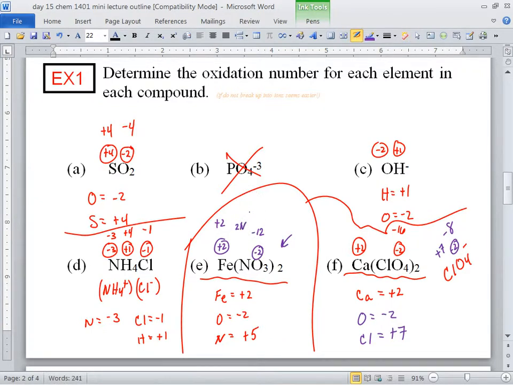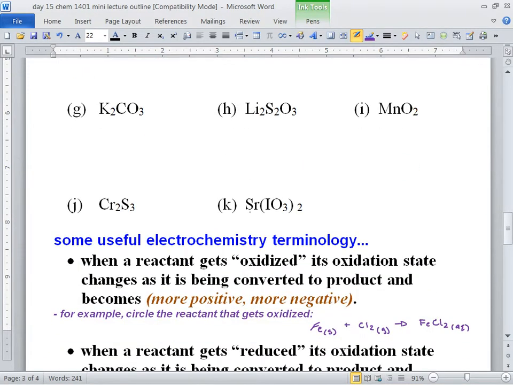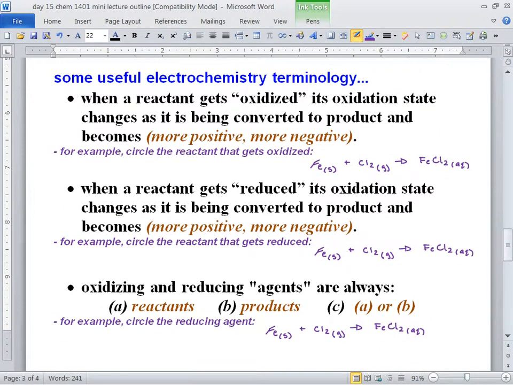Okay, all right, so we'll come back. We'll do some more of these at the end of the hour. Let's wrap up our terminology here. There's some useful electrochemistry terminology that the homework is going to expect you to know.